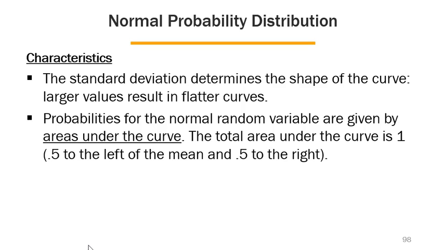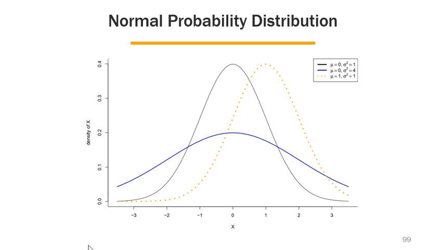All right, so some additional characteristics are the standard deviation determines the basic shape of the curve. So larger values result in flatter curves. I'll show a picture here in a moment. And probabilities for the normal random variable are given by areas under the curve. The total area under the curve is 1, and you've got then half, so 0.5 to the left of the mean and 0.5 to the right of the mean.